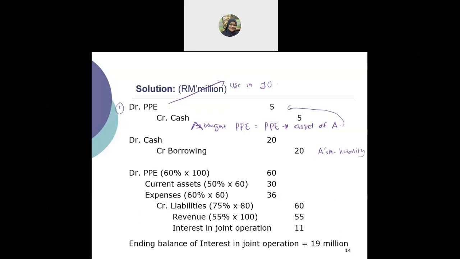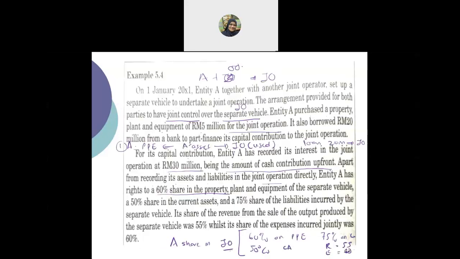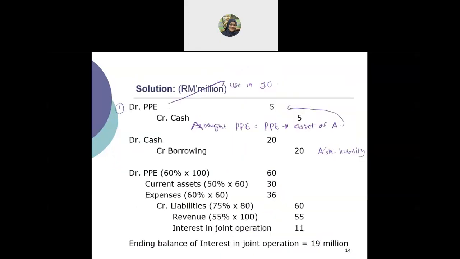Okay, and then the third one, suppose that you're going to have the third journal entry. The first journal entry here is to record the PPE. The second journal entry is to record the loan. And then this is the third journal entry. The third journal entry here is for its capital contributions. A recorded its interest in the joint operation at 30 million. So you need to prepare the third journal entry. So please add this one to your notes.